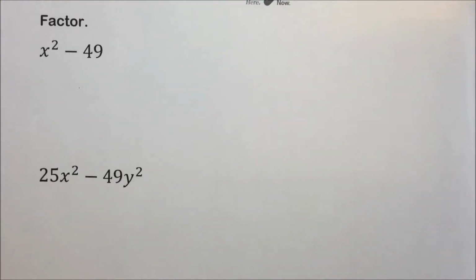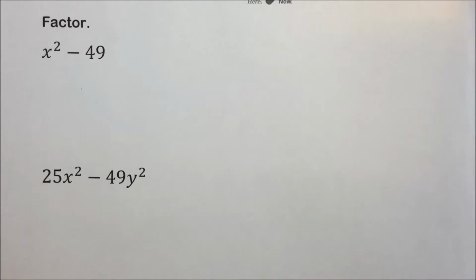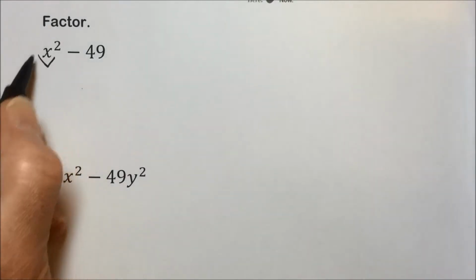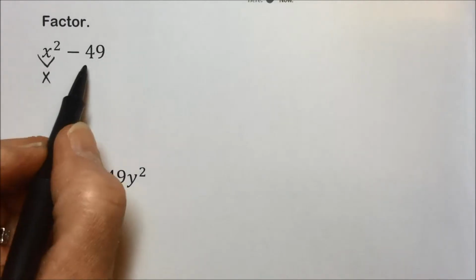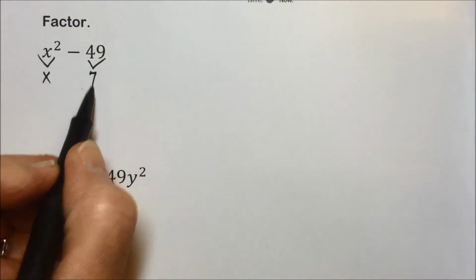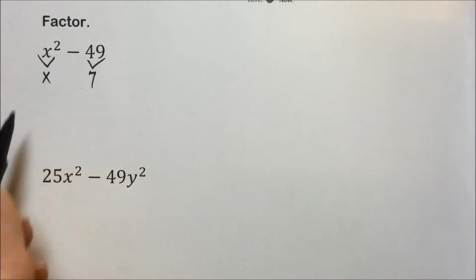So let's take a look at factoring some examples here. It's two terms. The greatest common factor is 1. Can it be a difference of squares? We'll check the first term. Is it a perfect square? It is. X times x is x squared. The square root of 49 is 7. That's a difference, a subtraction.